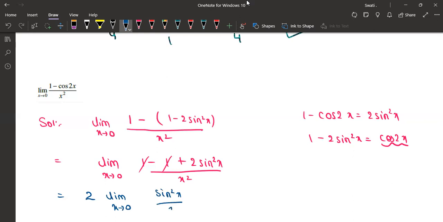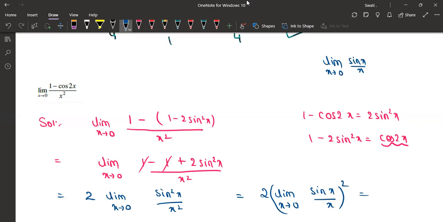Very simple, just the way we did in the last question. We will write this square as the whole. So this will become sine x upon x whole square. That we can also write like this. Now, using the formula that I have already written, that limit x tends to 0, sine x upon x is 1, it will become 2 times 1 square, which is 1 only. So 2 times 1 is 2, and that's the answer.